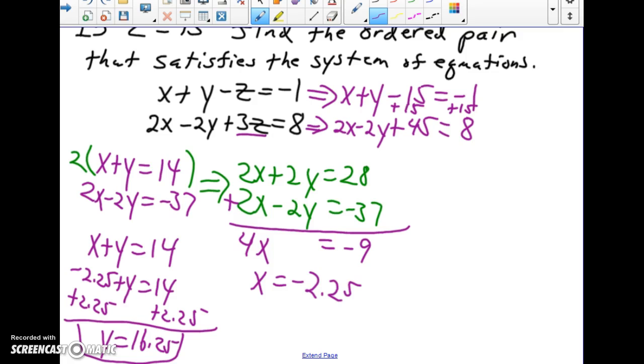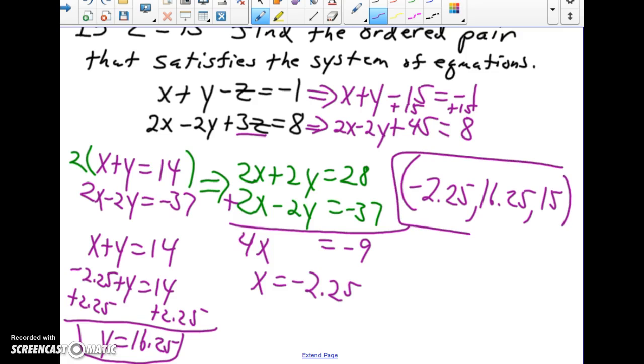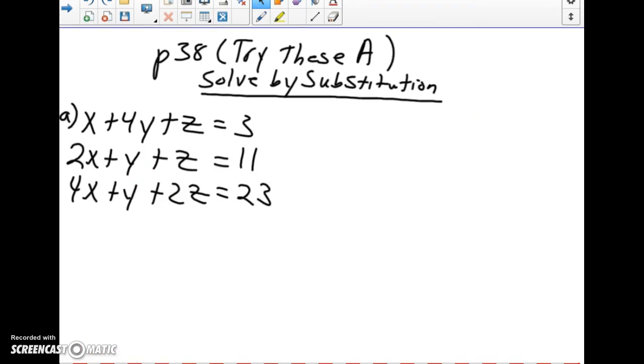So we're going to write an ordered triple, right? Okay, so you're going to write down the x is negative 2.25. The y is 16.25, right? And then the z is 15. But it says the order, so as you define the order. Okay, so the thing is, it doesn't matter which one you use, right? So we decided to get the x by itself instead, but the z also works. Okay, so everybody good so far?